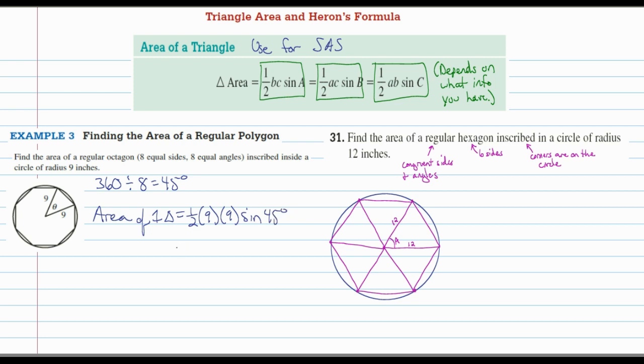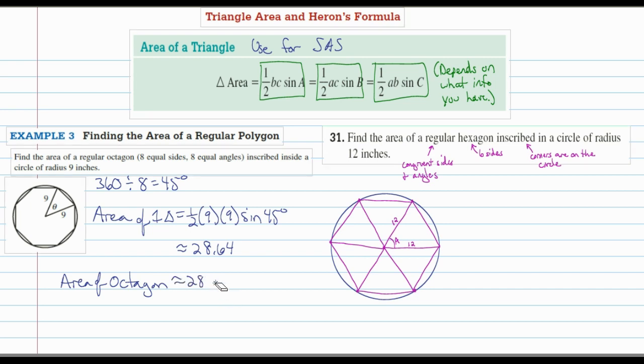So in my calculator I get that that's about 28.64, but I'm going to keep that exact answer in my calculator. So that's just one triangle area. I have to multiply by 8 to get the whole octagon. So the area of the octagon is about 28.64 times 8, which is 229.10 square units, which would be square inches.